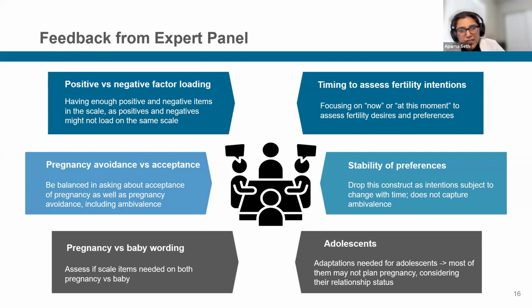Second feedback that we received from our experts was around the timing that we are using to assess fertility intentions. As we were reviewing literature, there were examples where people were asking about intentions in the next 3 months, 6 months, 1 year. And the feedback from our experts was to focus on now, or current state at this moment, because fertility intentions can change over time, and as personal situations might change for women, they are not stable and they would change.